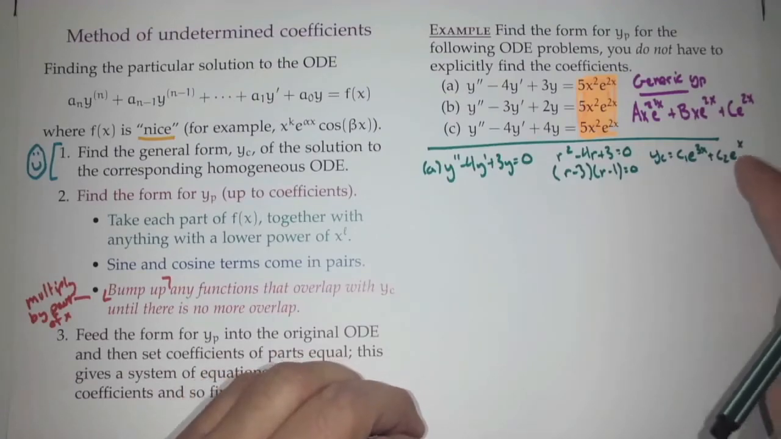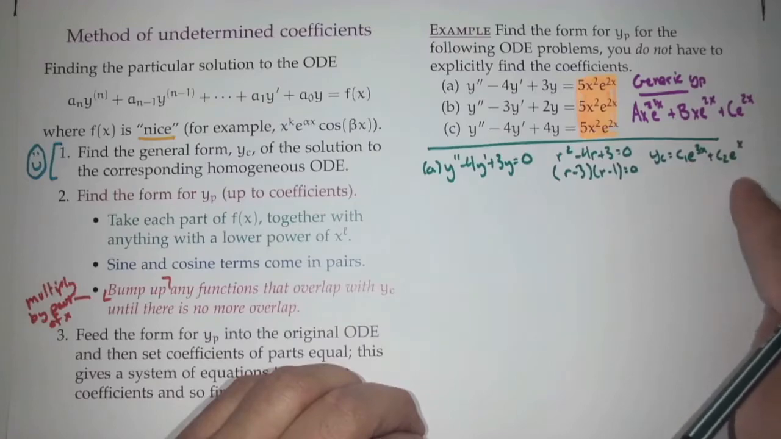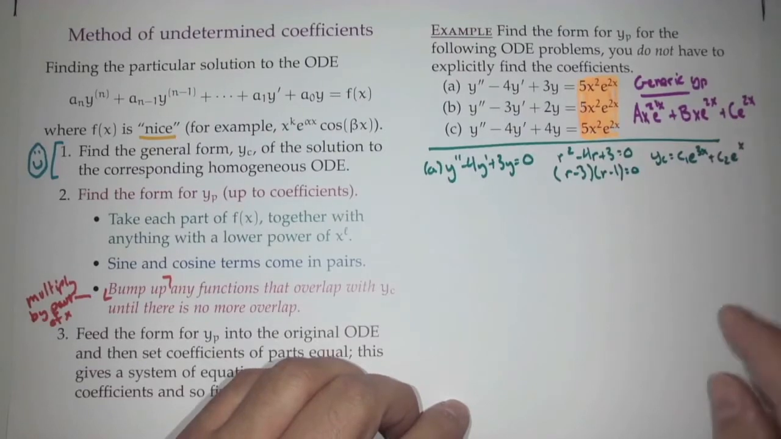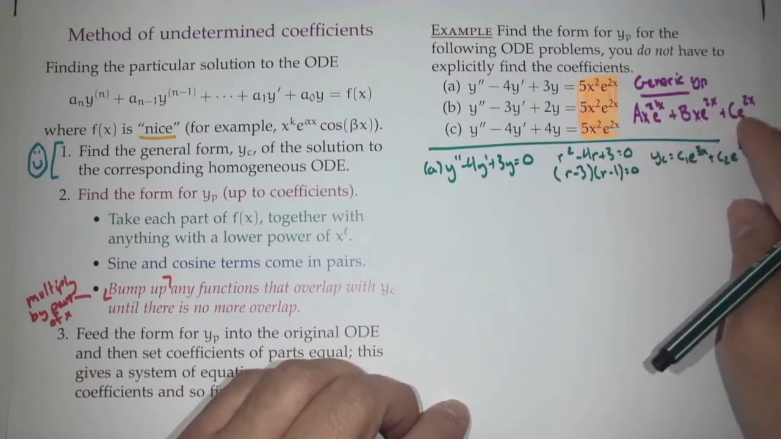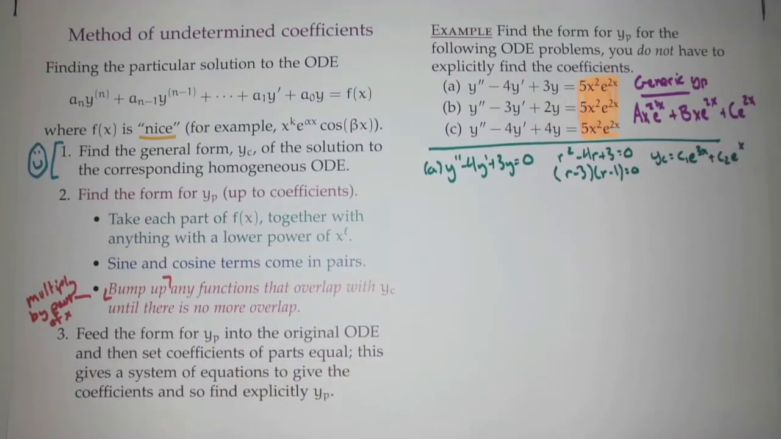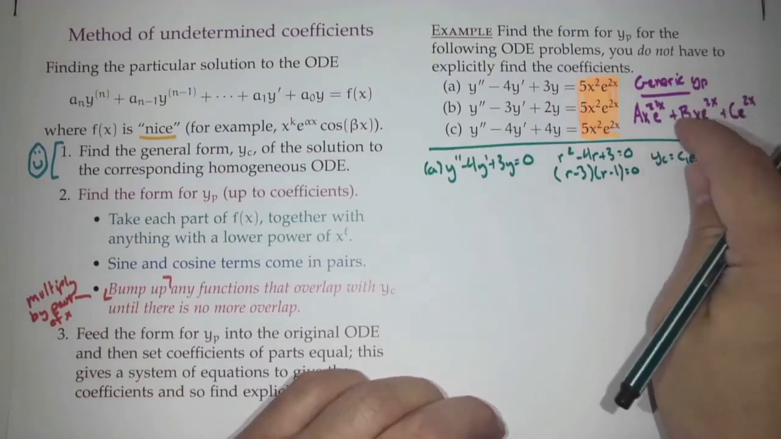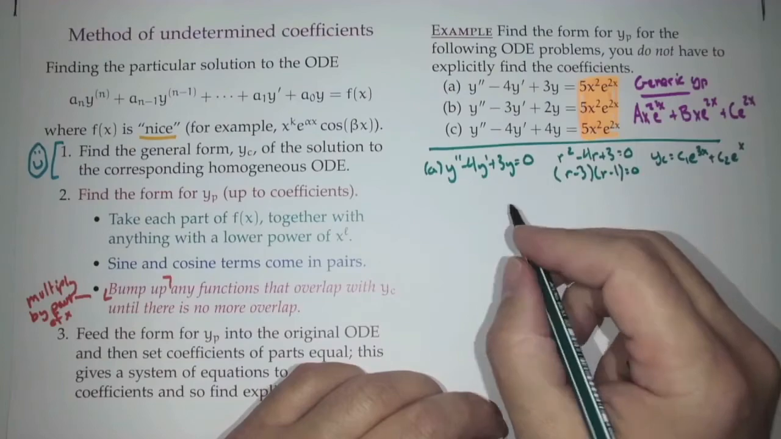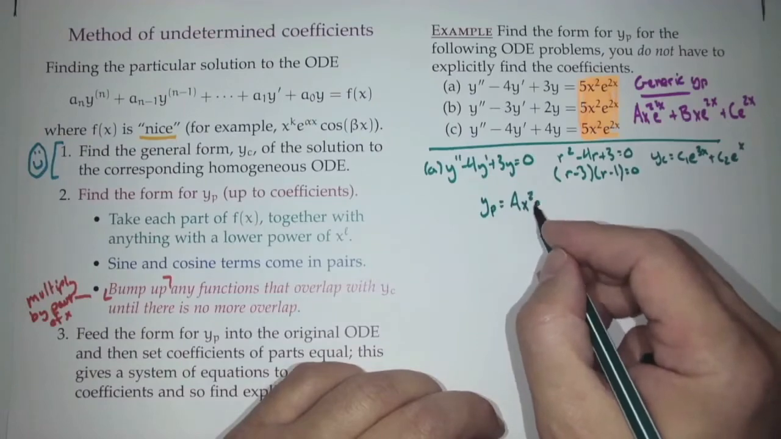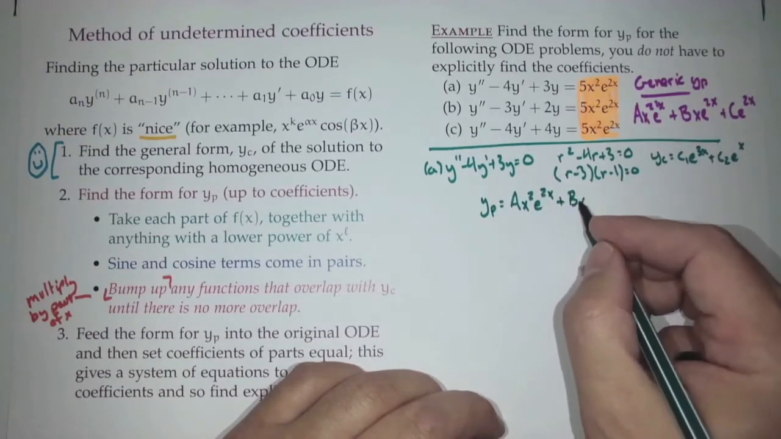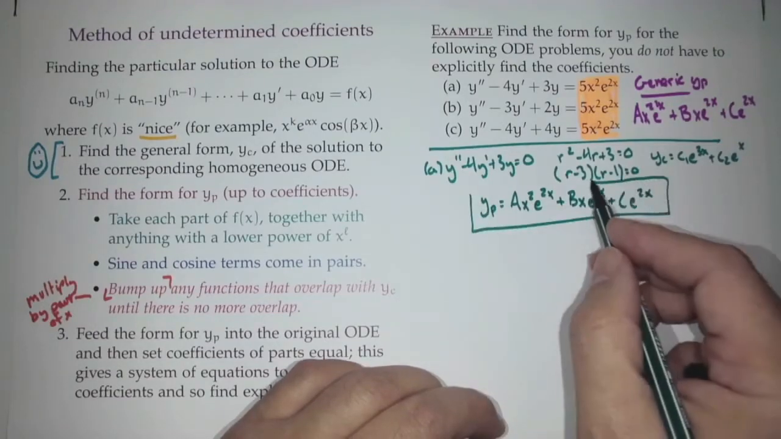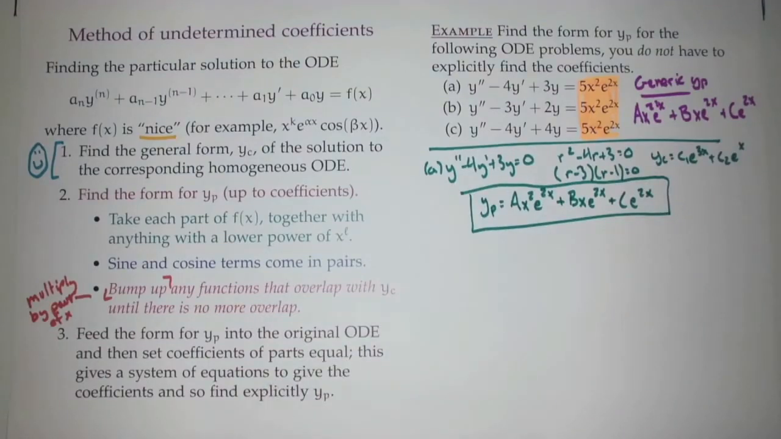Now the pieces here are e to the x and e to the 3x. Is there any overlap? In other words, is any of the 3 parts in y sub p matched with either of the 2 parts in the complementary solution? No. So do we need to bump? No, and therefore that is the right y sub p. For this one, y sub p is just ax squared e to the 2x, bx e to the 2x, c e to the 2x. That's part A. That's not so bad.